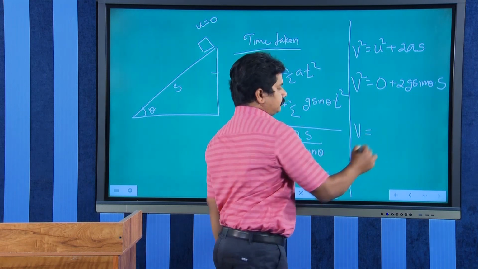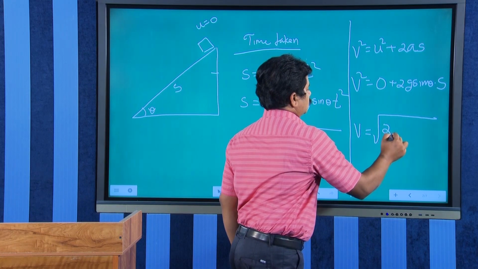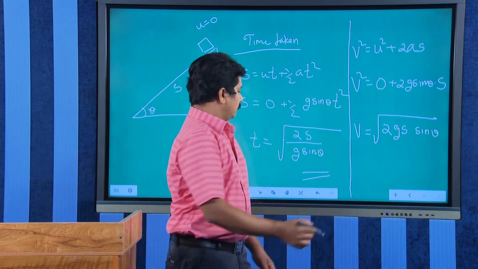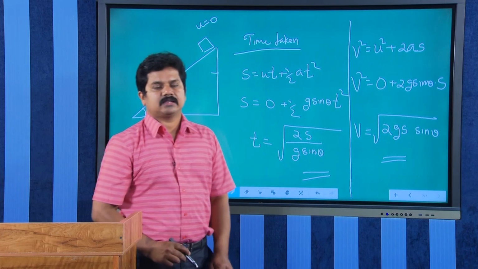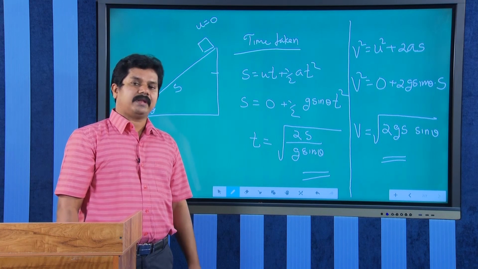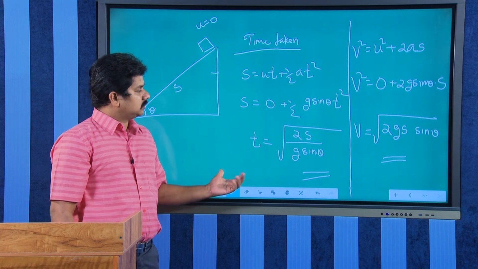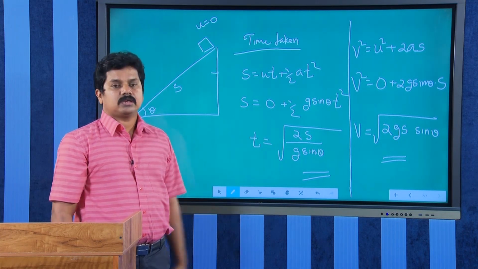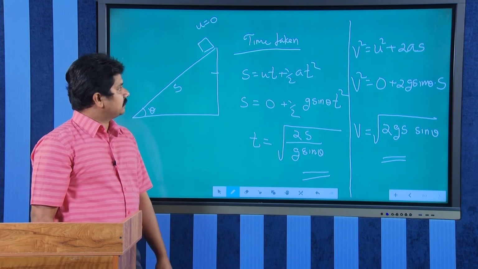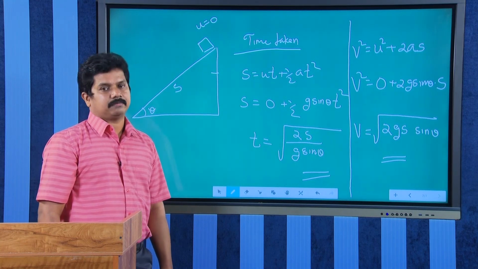So, what is v? V equal to root of 2 g s sin theta. That will be the velocity of the block on reaching the bottom of the plane. Velocity of the block on reaching the bottom of the plane will be root 2 g s sin theta. Okay. So, these are the results we will get from this motion of this block along an inclined plane.